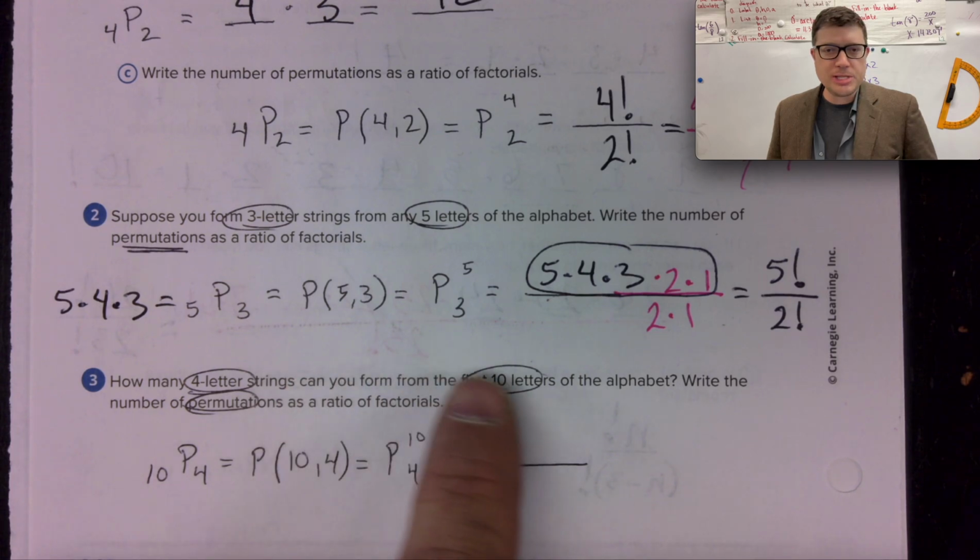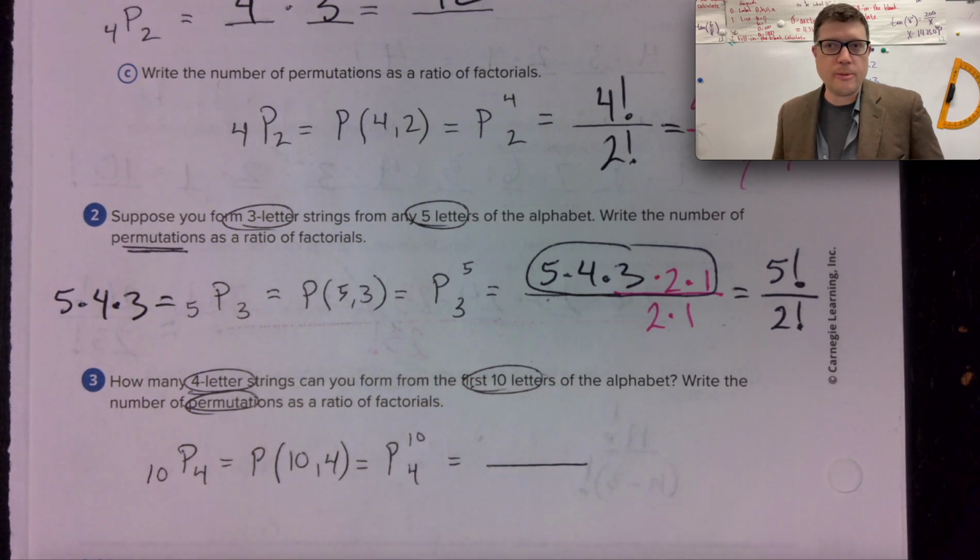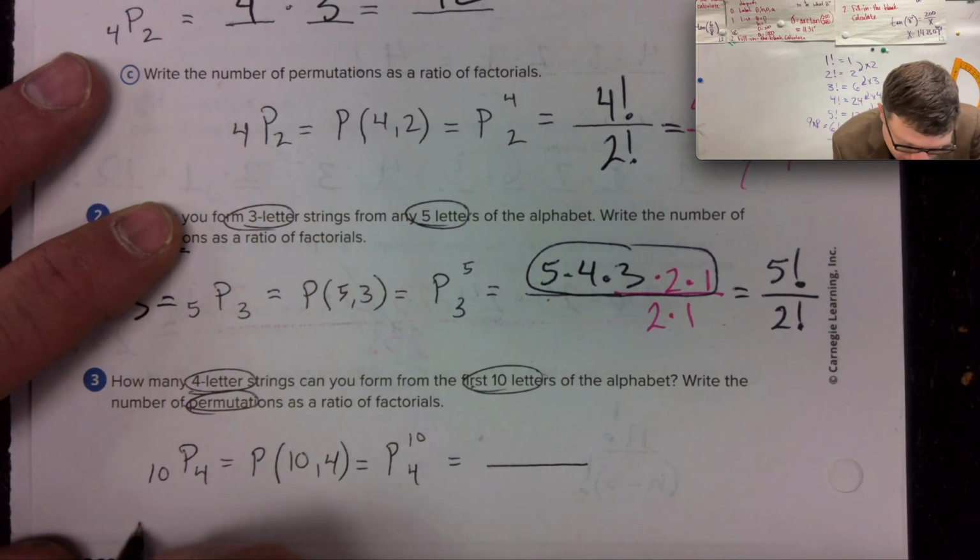How many 4-letter strings can you form from the first 10 letters of the alphabet? Write the number of permutations as a ratio of factorials. By the way, it would be 10 times 9 times 8 times 7.